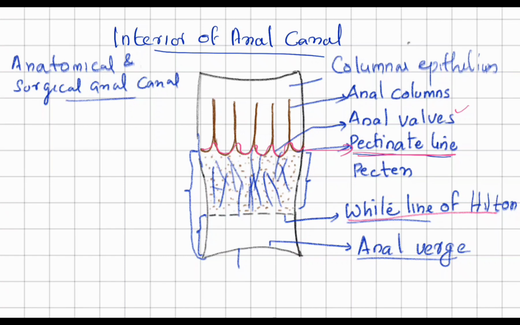And what do you mean by surgical anal canal? The surgical anal canal extends from the anorectal junction to the anal verge. The whole of it is known as the surgical anal canal because it is surgically important. Internal hemorrhoids occur at the upper part, and in the lower part we have external hemorrhoids. Then we have fissures. All these things happen along the whole length of this anal canal. That is why it is known as the surgical anal canal, while from the pectinate line to the anal verge is the anatomical anal canal.